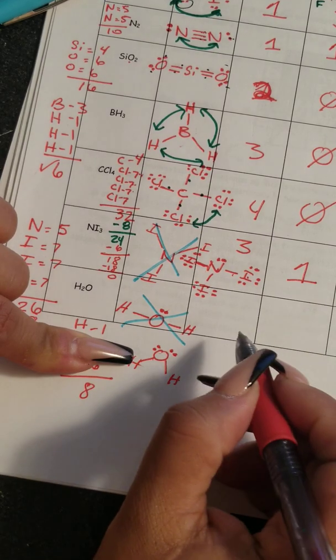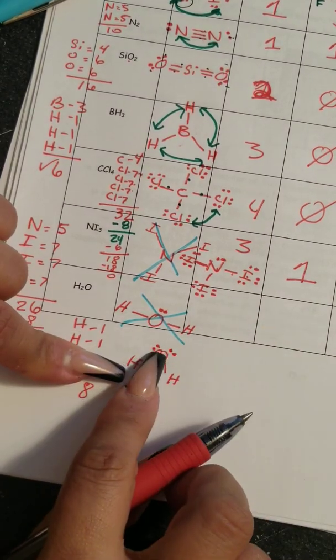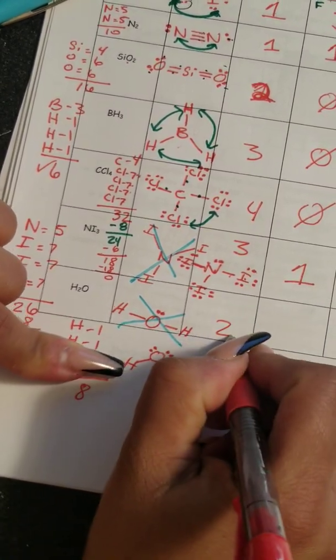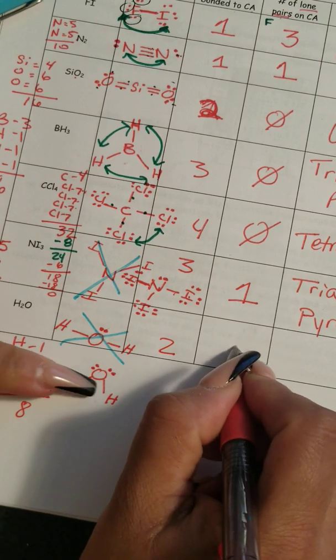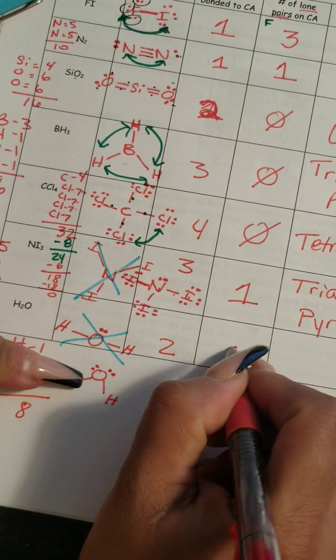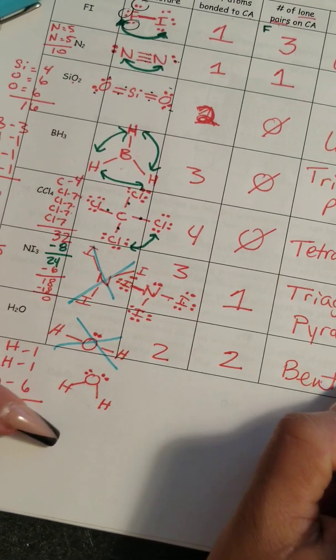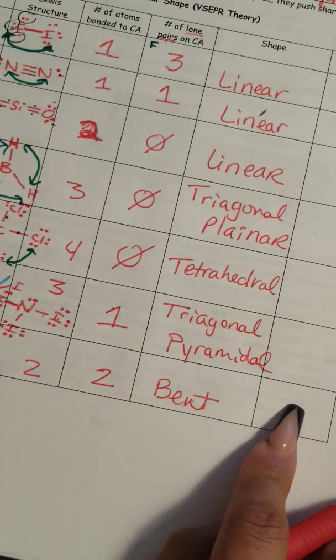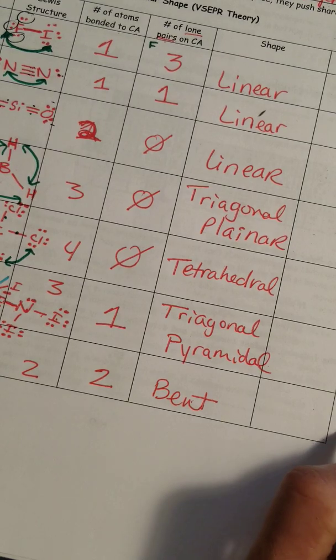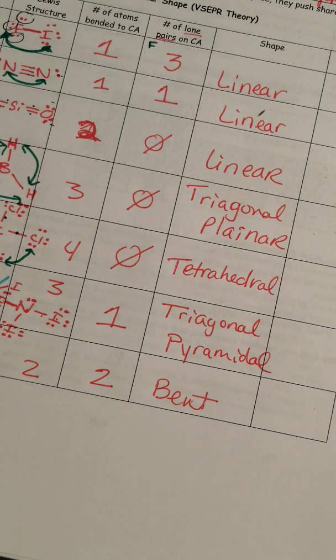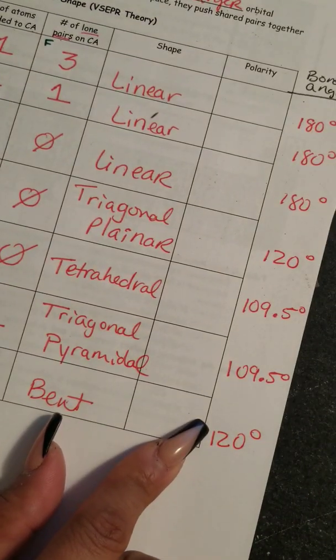Now, what about the number of atoms bonded to the central atom? Two. What about the number of lone pairs of electrons attached to the central atom? Two. We call this shape bent, and we'll get to this part later. And that's 120 degrees.